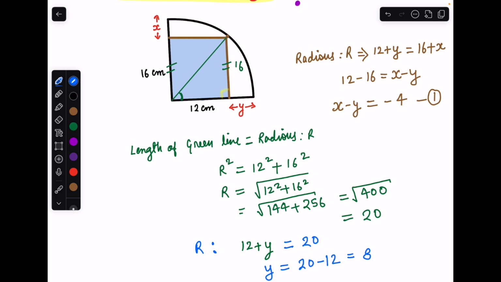Similarly, another radius, this radius, which is equal to 16 plus x. This should also be equal to this radius, which we calculated as 20. So 16 plus x is equal to 20. x is equal to 20 minus 16. x is equal to 4. So our answer is x is equal to 4 and y is equal to 8.